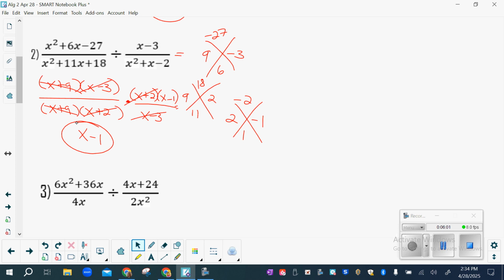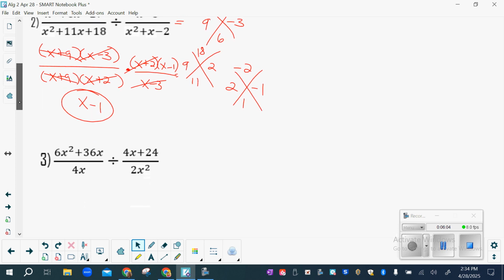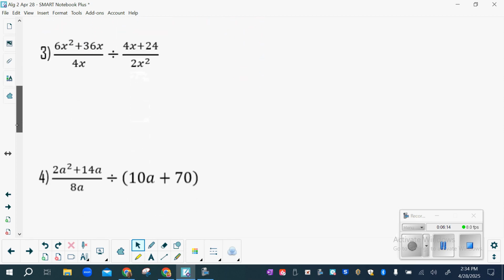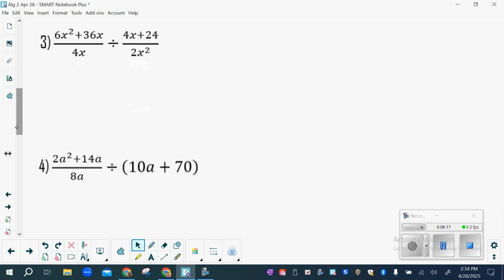Okay, number 3. This group in the far back over here. How does the 6x squared plus 36x factor? There's a number and a letter that goes into 6x squared and 36x. What is it? Good, 6x. 6x times x plus 6. I'm asking this group over here.